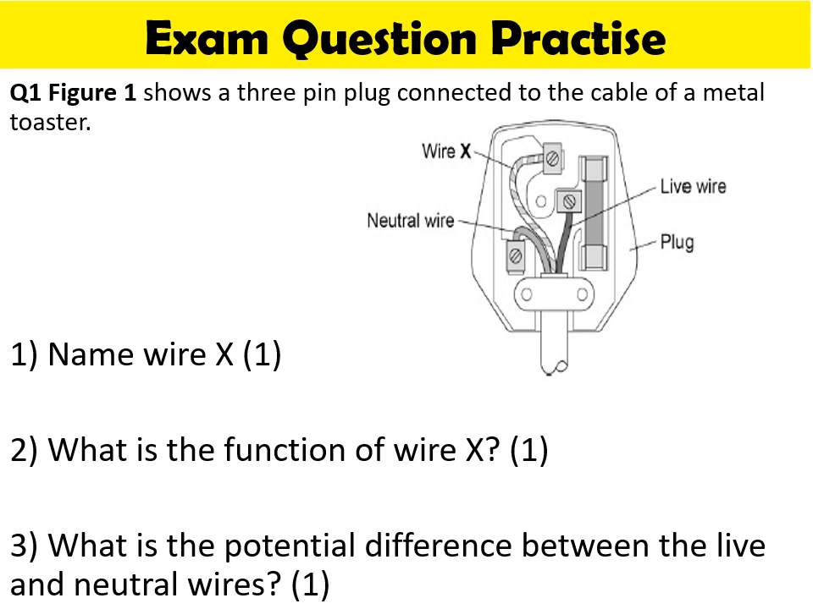So you have an exam question here which shows the internal part of a 3-pin plug, how the inside bit looks like. So label the wire X. What is the function of wire X, and what is the potential difference between the live and neutral wires? So questions 1 and 2 we just discussed. If you go back a few previous slides, we had mentioned the potential difference of the live and the neutral wire. Okay, so pause the video please, write the answers and then check.